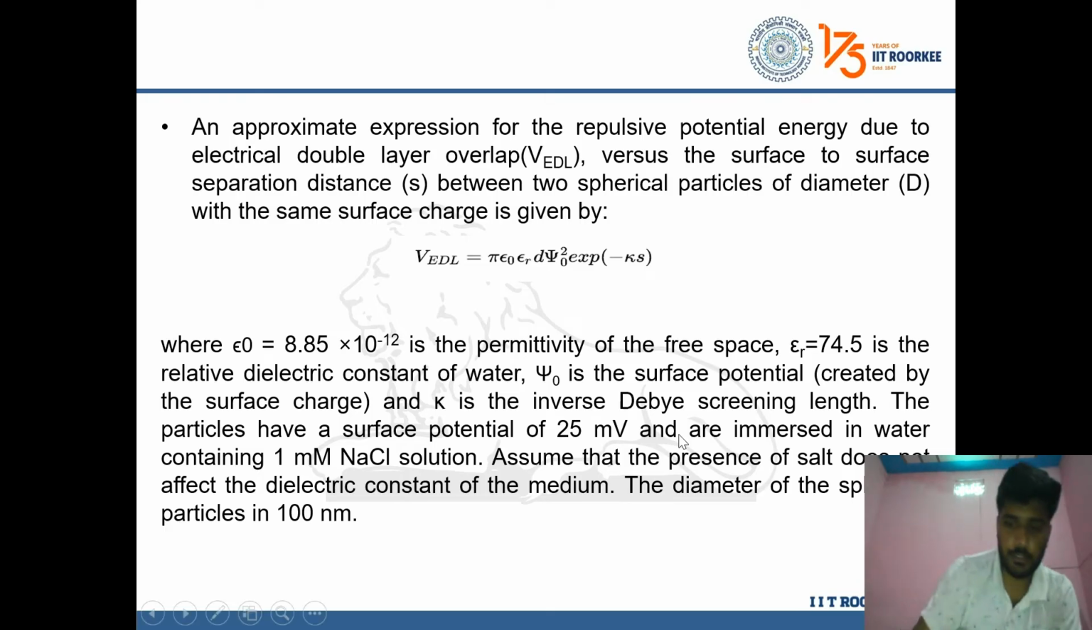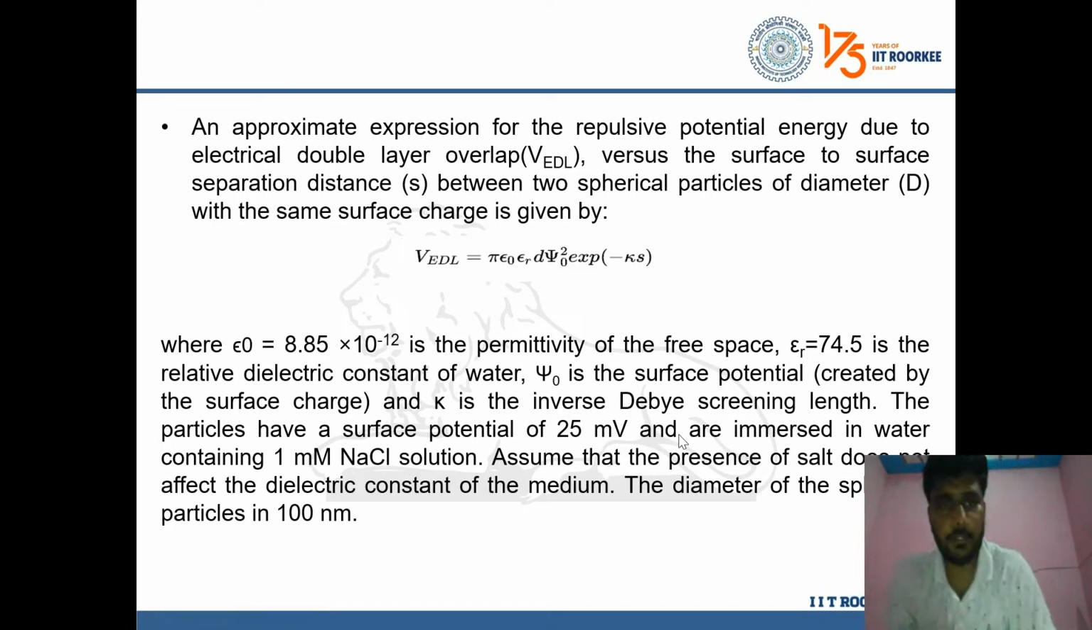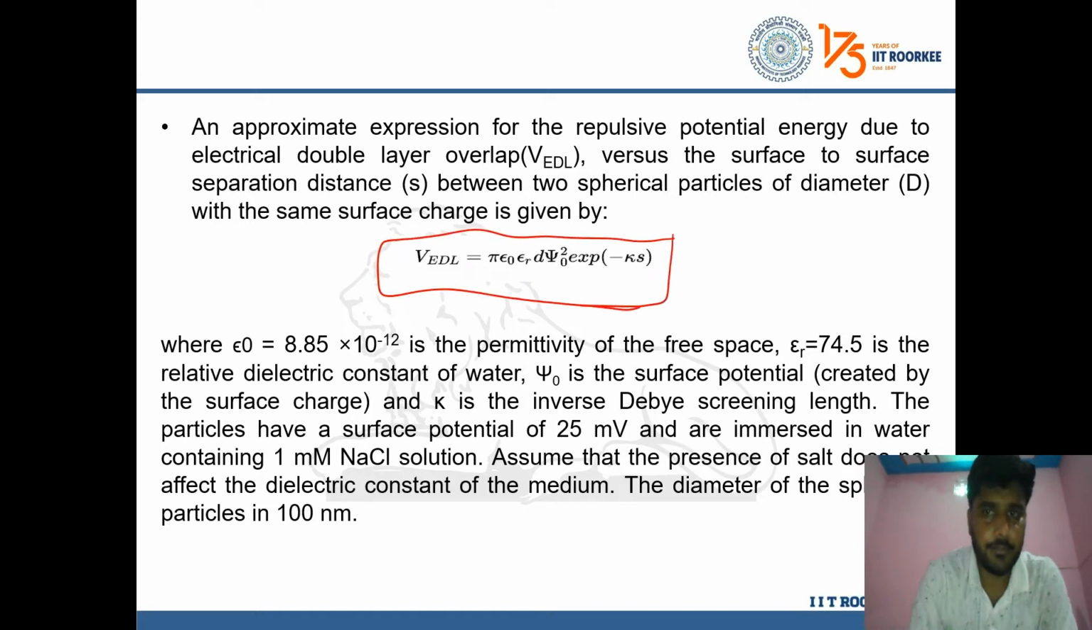So, the first problem of this particular session is: an approximate expression for the repulsive potential energy due to electrical double layer overlap is given here, versus the surface to surface separation distance. S is the separation distance between two spherical particles of diameter d. Sorry, in the formula it is d. With the same surface charge is given by.